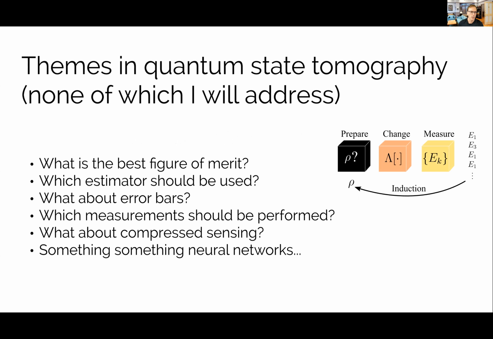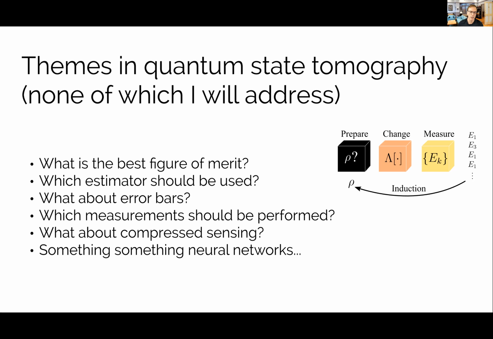Okay, so there's lots of themes in tomography, right? The task is to give labels to these boxes, which we color black because we don't know what we should ascribe to them. And one might ask, okay, well, what is the best figure of merit? How do I assign the goodness of an estimate? Given such a thing, what estimator should I use? There's lots of options. You may have heard of maximum likelihood tomography. You may have heard of compressed sensing. You may have heard of various machine learning type techniques, Bayesian tomography.